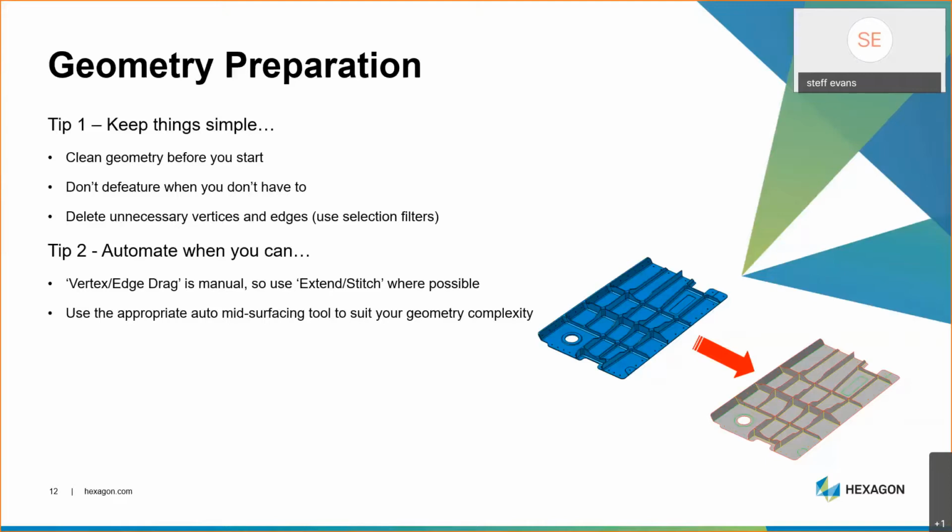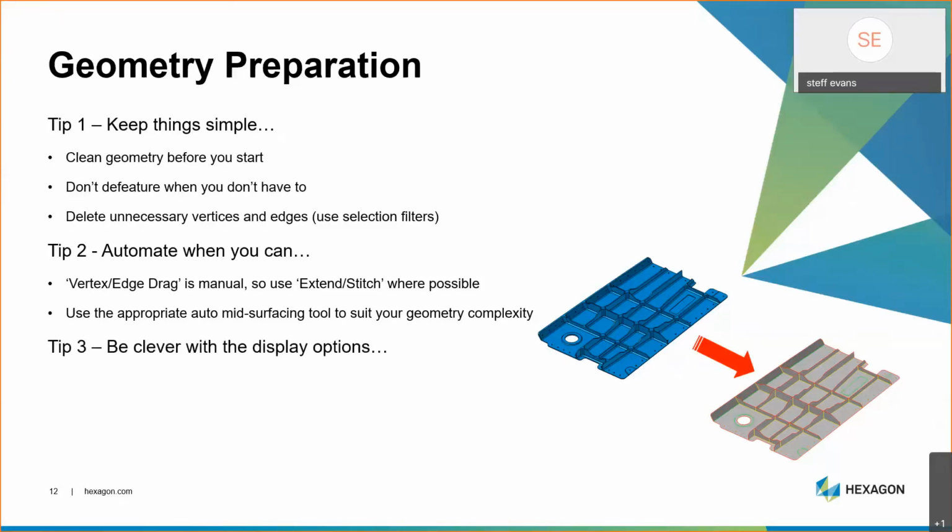So yeah, extend stitch where possible. Use the appropriate auto mid-surfacing tool to suit your geometry complexity. Again, we'll see this in the example, but there are some simple tools for working with simple geometry, and then some more involved tools for looking at complex geometries where we've got lots of T sections, lots of joined and featured regions within the solid and then surface geometry.